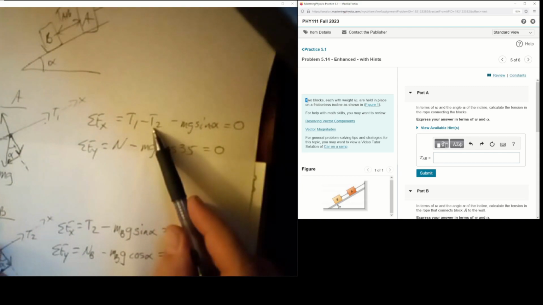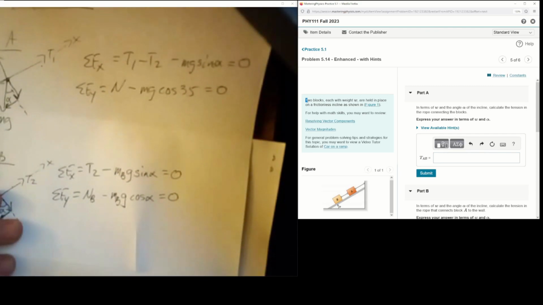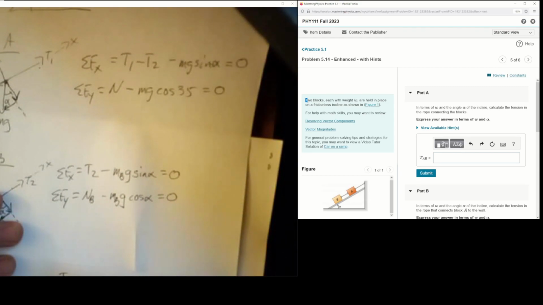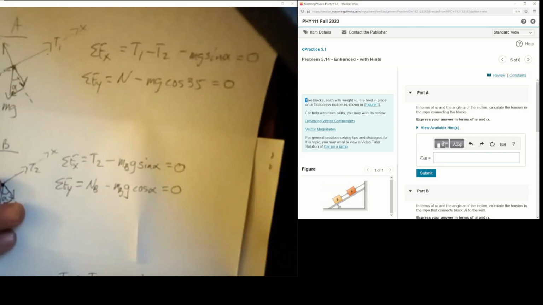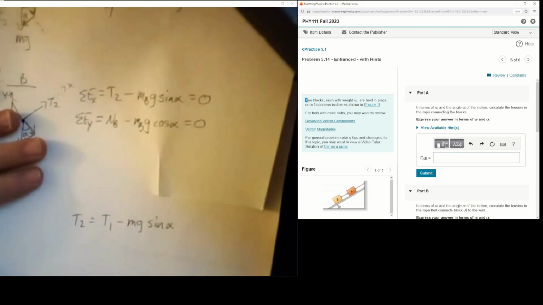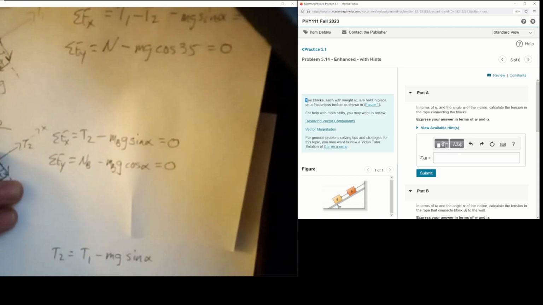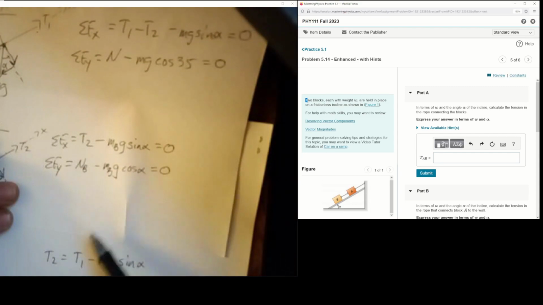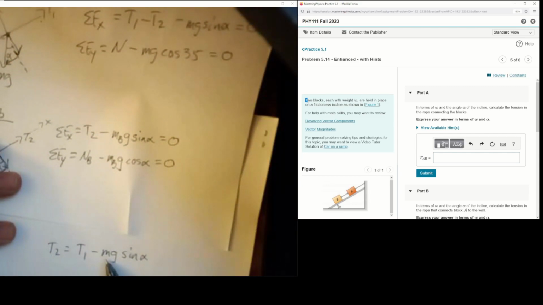So we know there's a tension 2 here. So why don't we try to isolate that one? So I'll just move this tension 2 to the right. And we would get tension 2 is tension 1 minus mg sine of our angle, where mg is weight. So that's this first equation right here, rewriting it down here.